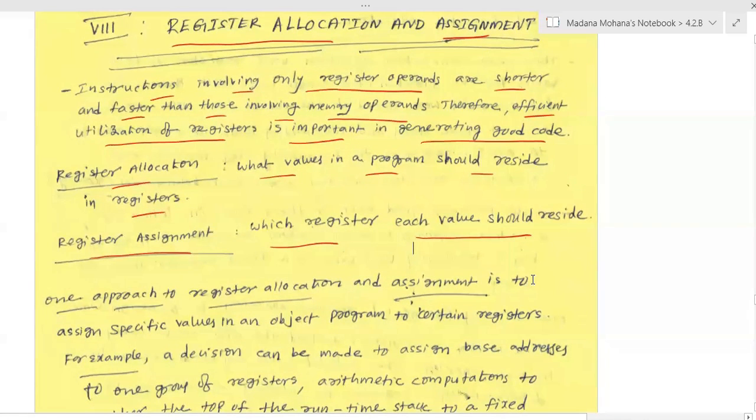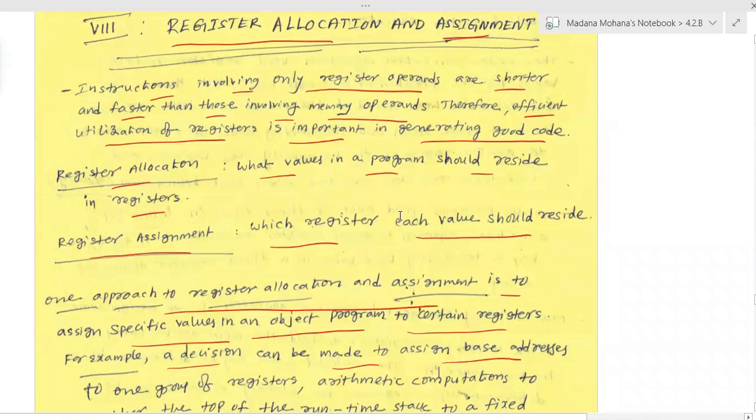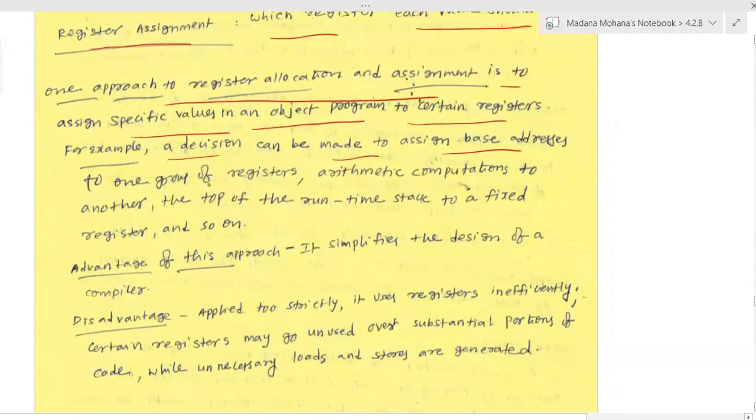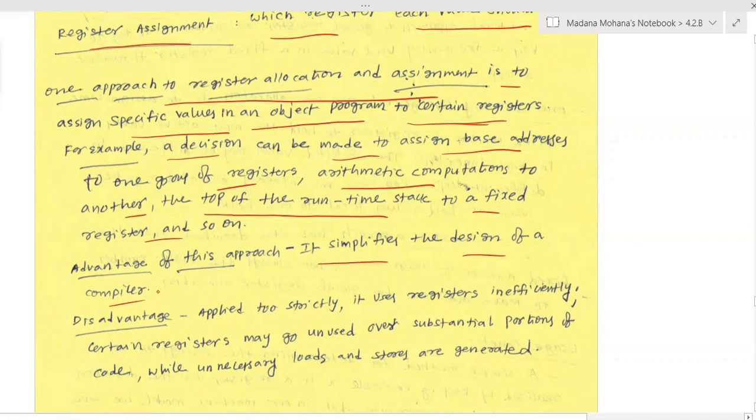One approach to register allocation and assignment is to assign specific values in an object program to certain registers. For example, a decision can be made to assign base addresses to one group of registers, arithmetic computations to another, and the top of the runtime stack to a fixed register, and so on. The advantage of this approach is that it simplifies the design of a compiler.